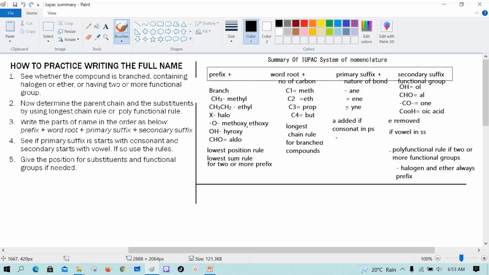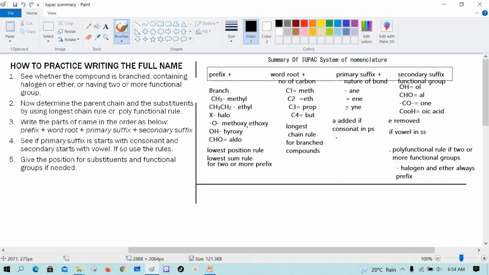And for different branches we have prefixes. For different numbers of carbon in the parent chain we have word roots. For different types of bond we have primary suffixes. For different types of functional group we have different secondary suffixes. Alright, and in addition to those we also need some rules. For example, we have to know the longest chain rule for branched compounds to select the parent chain, and once we select the parent chain we can use this list to indicate the word root, and then there is an extra rule.